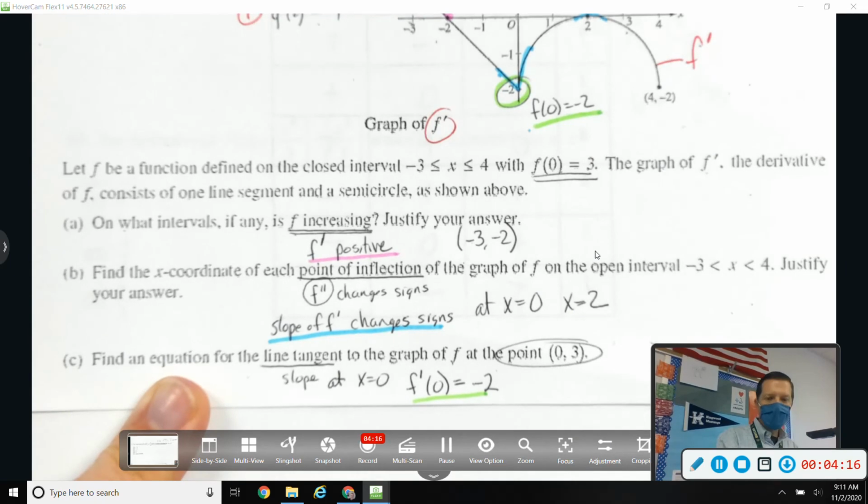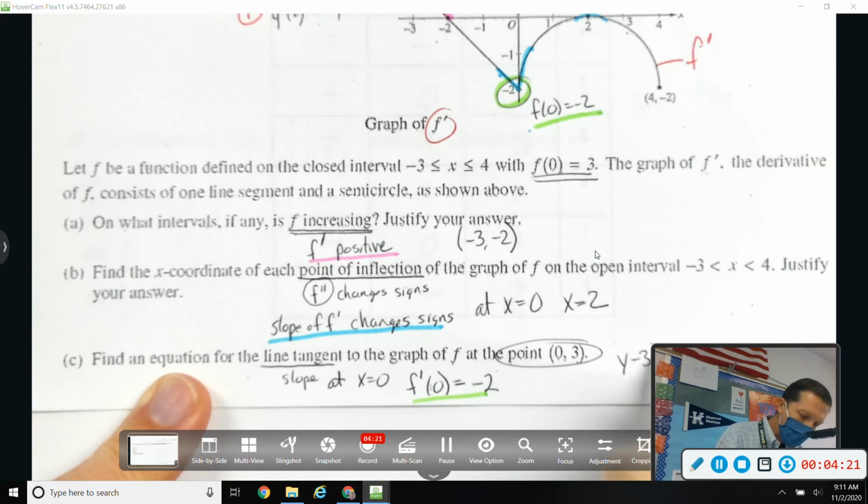Color code the problem here. So now I've got a slope and a point. It's easy now. y minus 3 equals -2 times x minus 0.